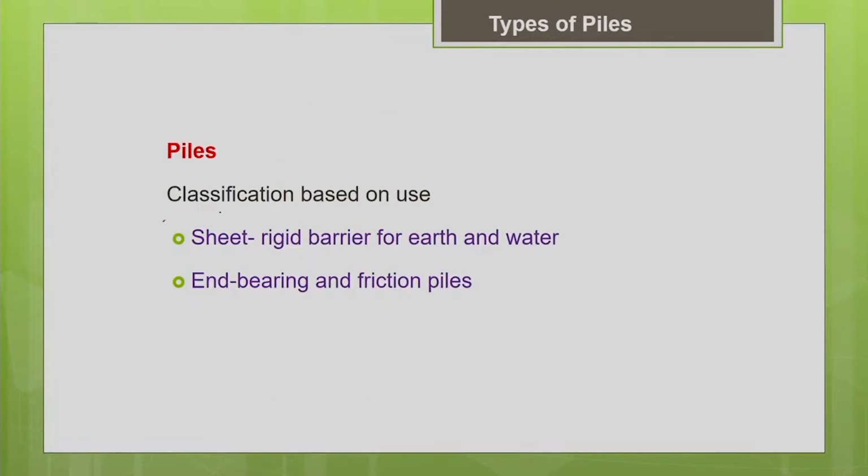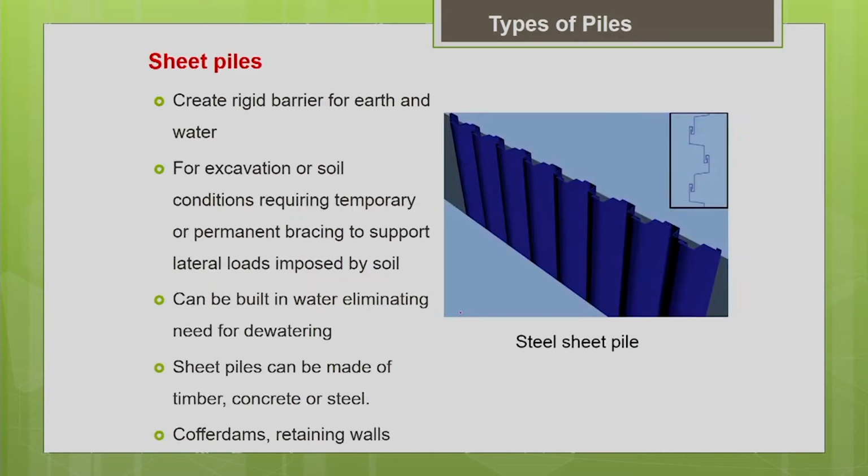Based on the application, there are different types of uses of piles. I am just going to discuss a few common applications. One is the sheet pile, and the others are the end bearing pile and the friction pile. First, let us see what these sheet piles are. You might have seen this kind of steel sheet piles. They have interlocking joints, as you can see.